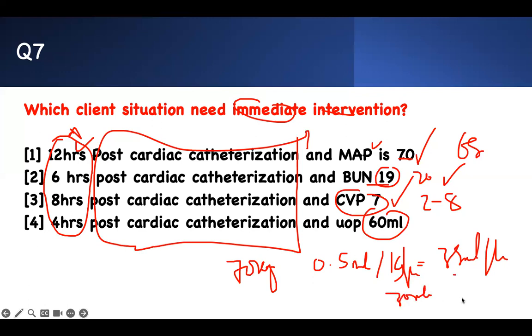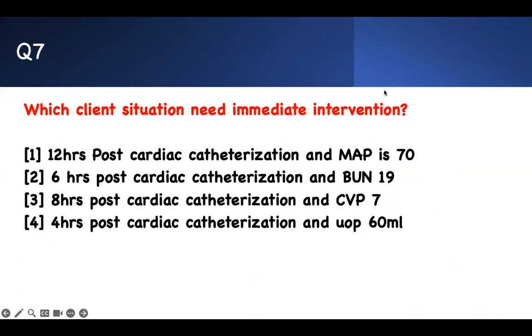In 4 hours, you should be close to 120, and 60 is half. Something is wrong. You're bleeding. You're dehydrated. But you can't just be dehydrated after cardiac catheterization. We think about it like blood is coming out. So 4 is the patient that needs to be seen.